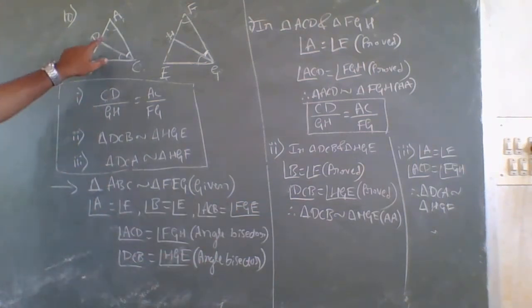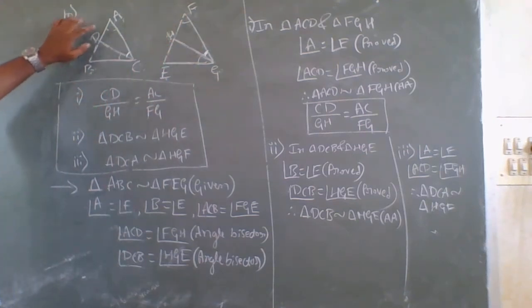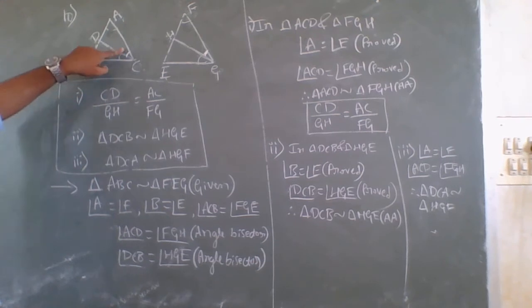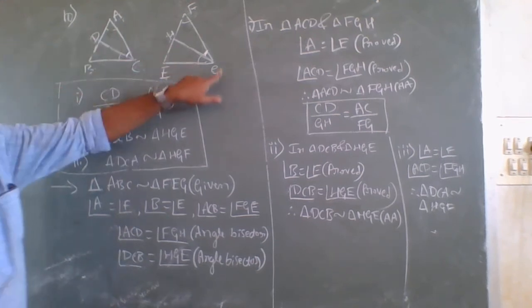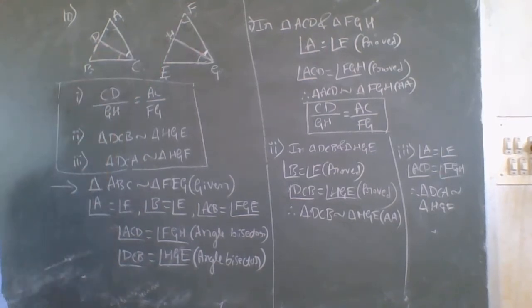Like that, consider triangles DCA and HGF. Here you know that angle A is equal to angle F, and angles DCA and HGF are equal. Therefore, these two triangles are similar.